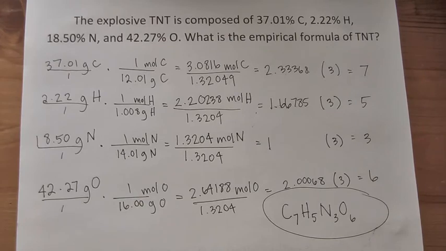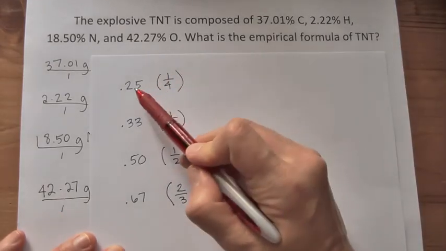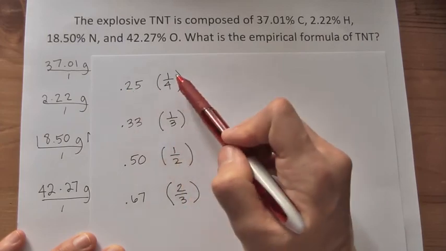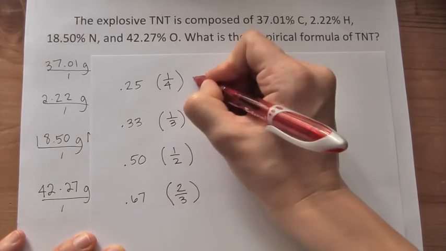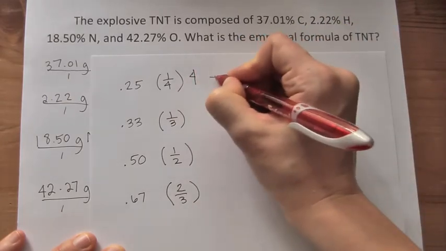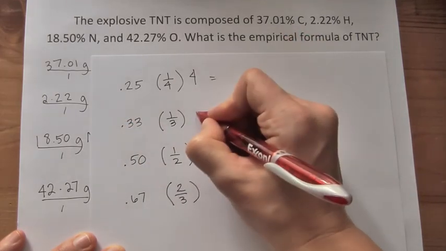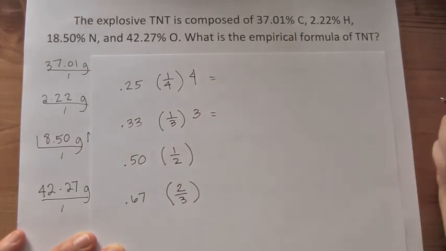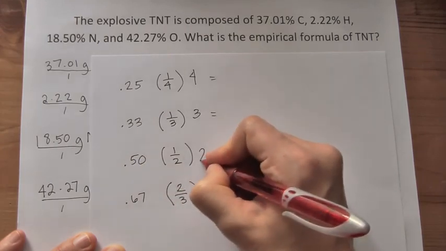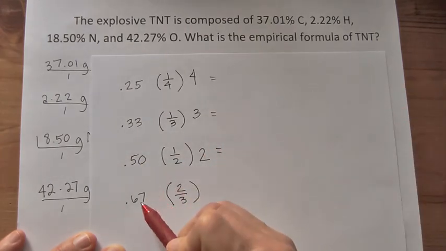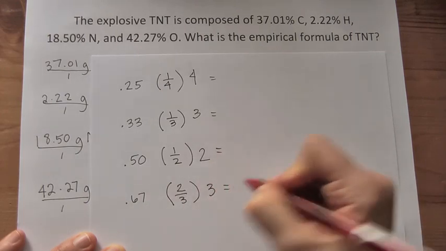What other fractions will you be likely to run into? Here are some examples. You might run into a fourth. This is the fraction form of this decimal. To get rid of a fourth, you'd simply multiply by 4 to get a whole number. If you run into something that's a third, you multiply by 3 to get a whole number. If you run into a half, you multiply by 2 to get a whole number. And when you have 2/3, you multiply by 3 to get a whole number.